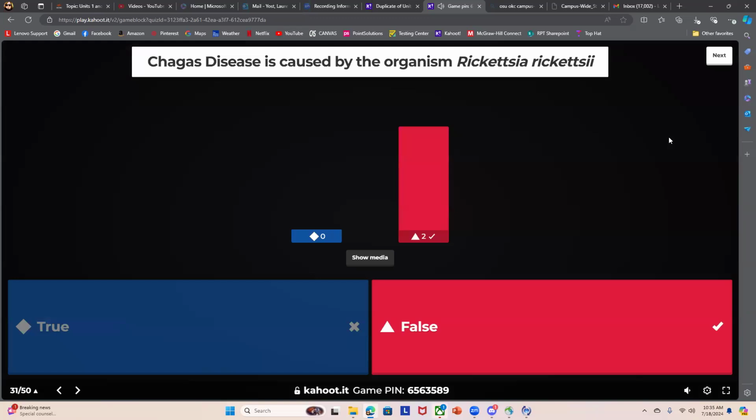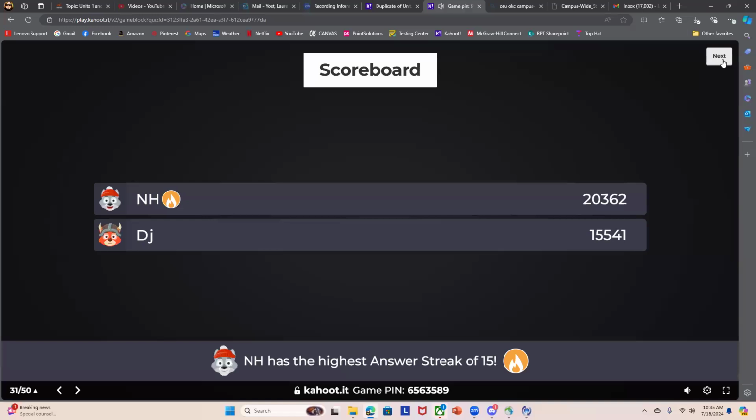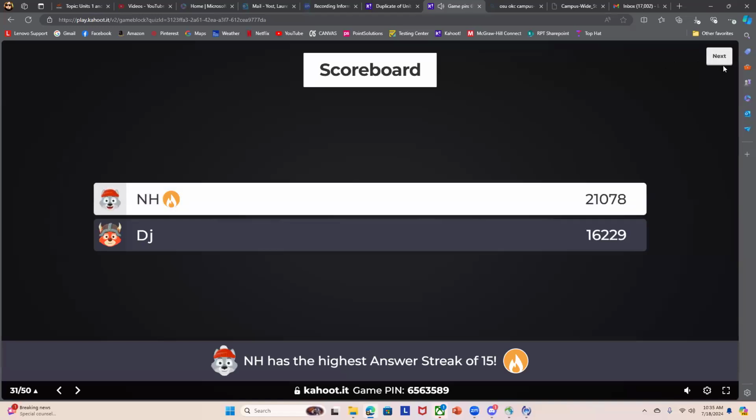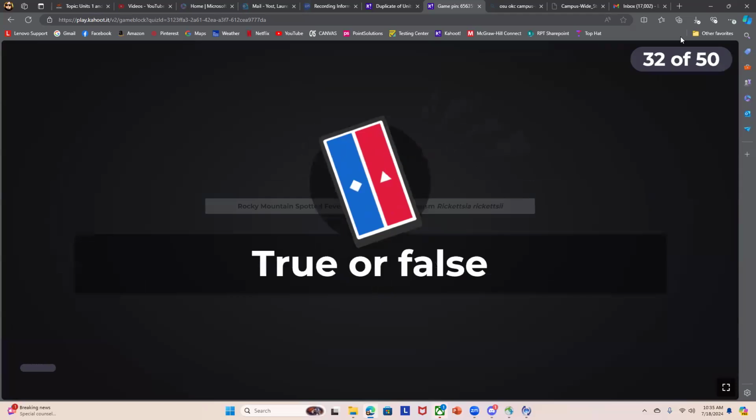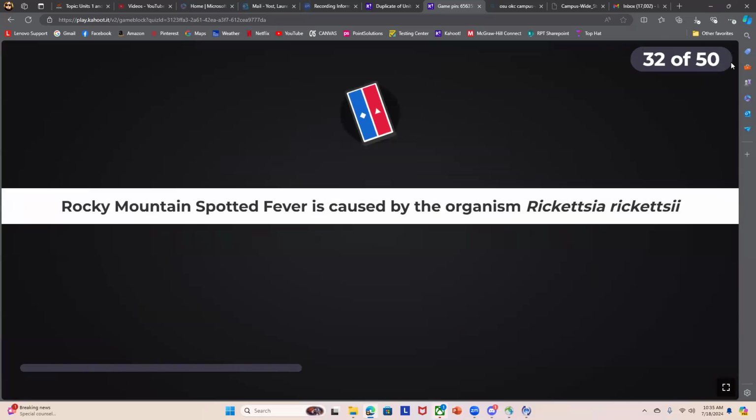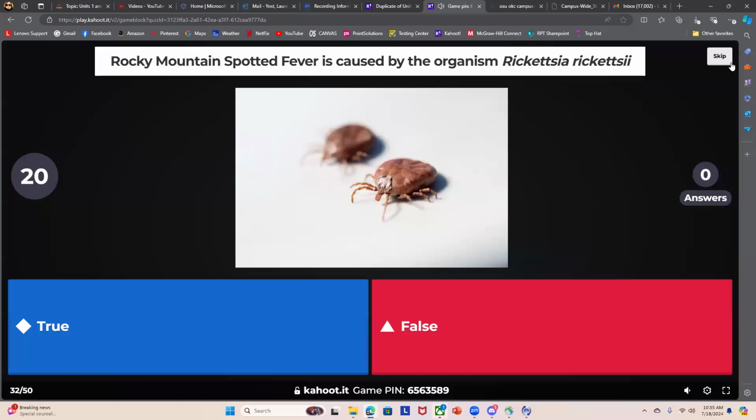All right, so that's false, right? Rickettsia is Rocky Mountain spotted fever. Chagas disease is Trypanosoma cruzi. There we go. Rocky Mountain spotted fever is caused by Rickettsia rickettsii.